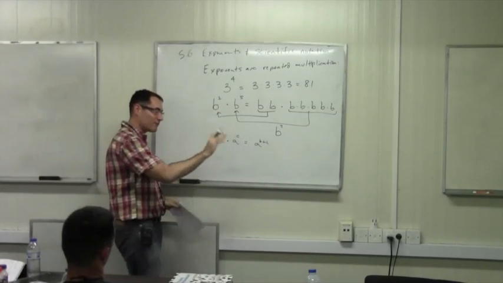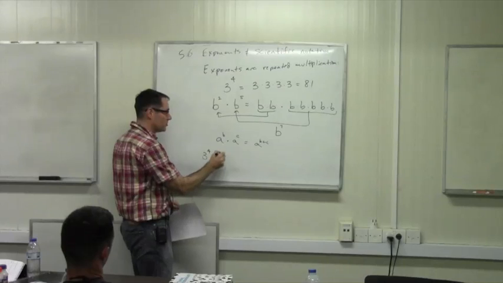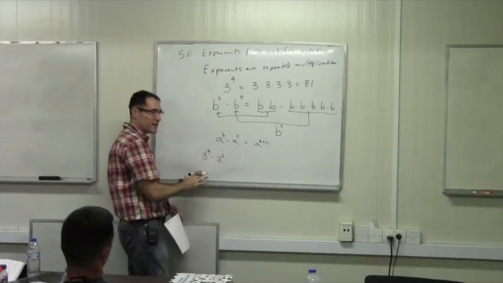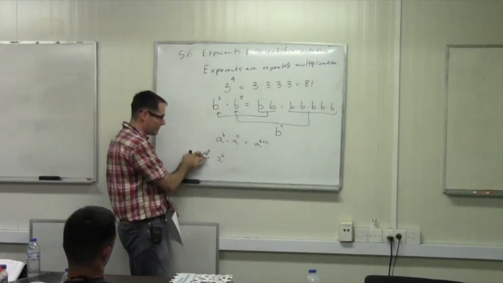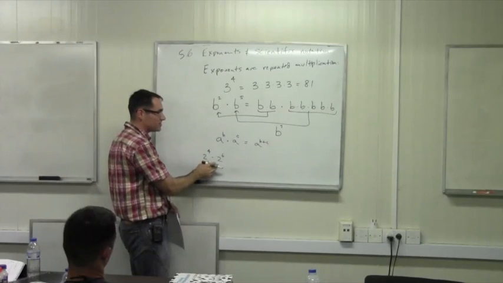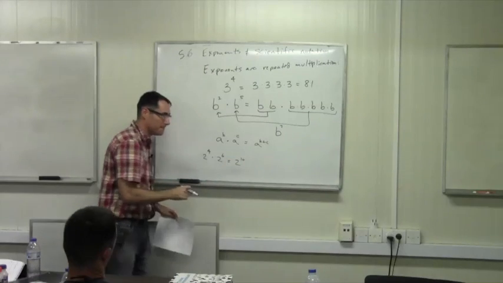Okay? It does not work for things like 3 to the 4 times 2 to the 6. You can't do anything special with that. But you can if it was 2 to the 4th and 2 to the 6th. You would just say that's 2 to the 4 plus 6, which is 10. Okay?